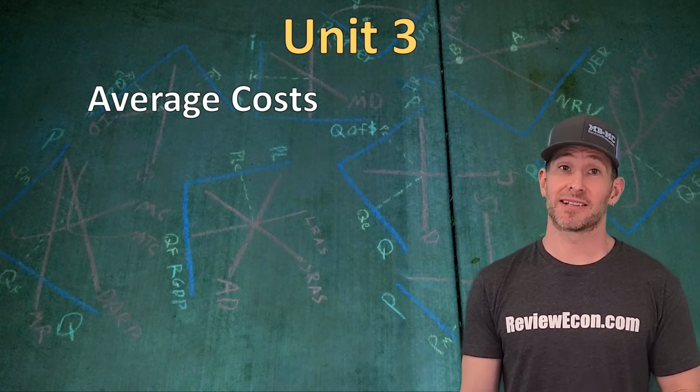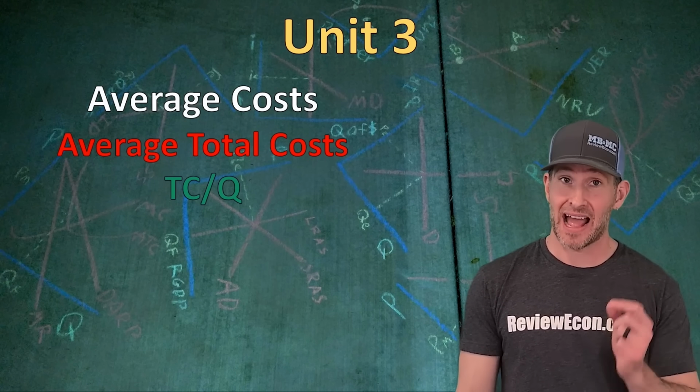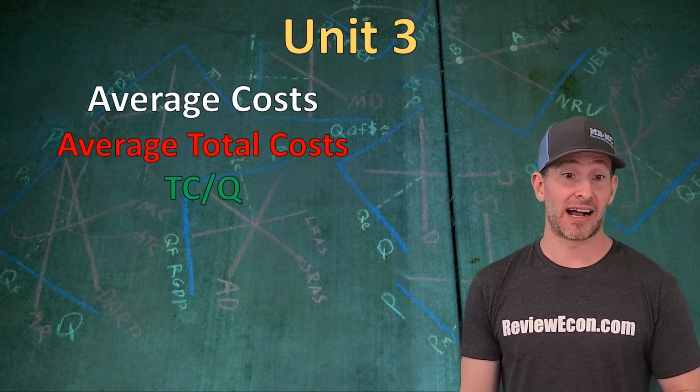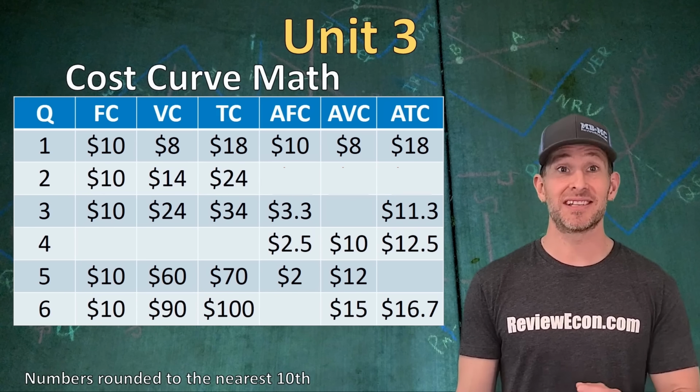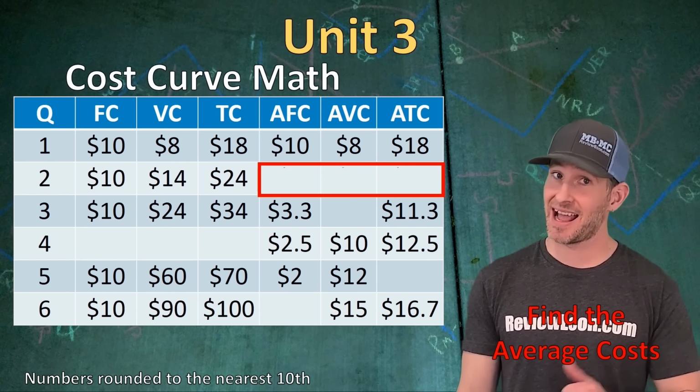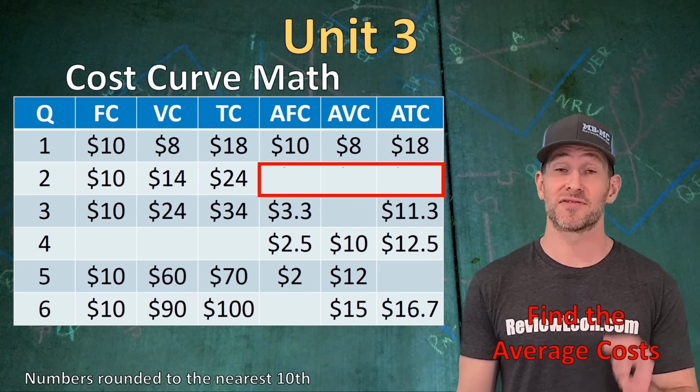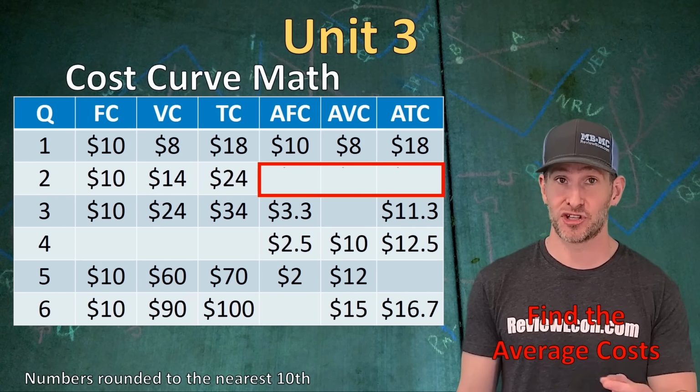Now we're going to move on to calculating our average costs. Average total cost is the total cost divided by the quantity produced. Average variable cost is the total variable cost, again, divided by the quantity produced. And of course, the average fixed cost is the total fixed cost divided by the quantity produced. And that's because the average of anything is the total of that thing divided by the quantity. Let's try it out with some numbers on the table. See if you can calculate the average fixed cost, average variable cost, and average total cost for 2 units of output here. There are your numbers.